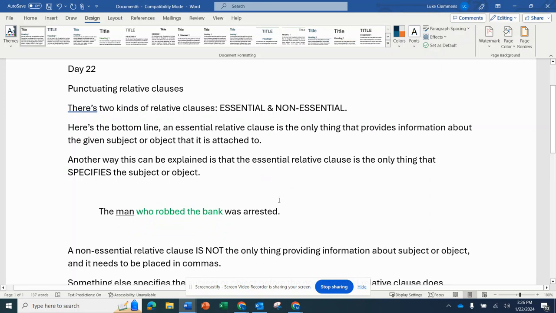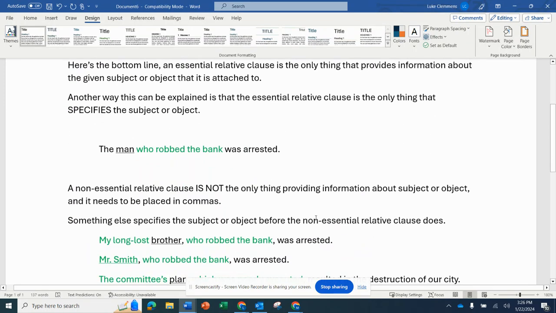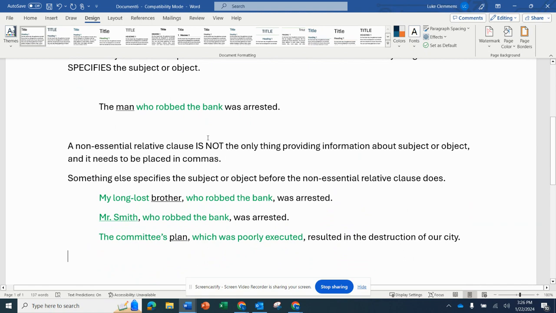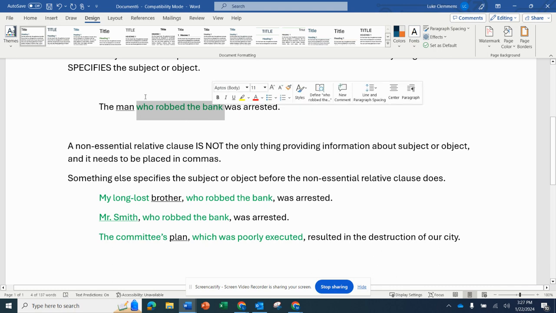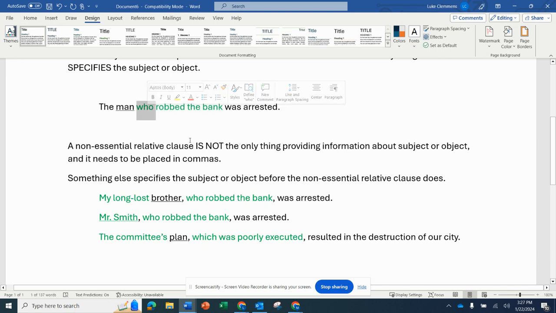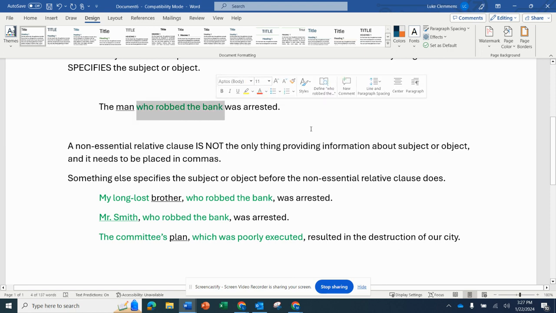All right, so what this looks like in a real example. Okay, so let's go with the man who robbed the bank. All right, first of all, we have our relative clause here. Okay, now we know that the relative clause, or just simply who, is representing the man. Okay, so who represents the man? And the whole clause is just information about the man, which is why the man is underlined.